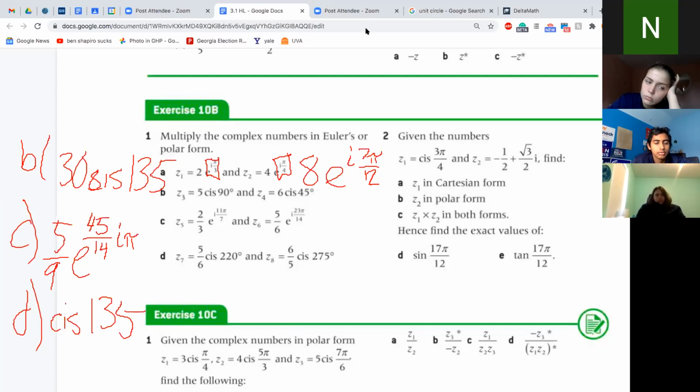Everybody good? All right, wonderful. Once you added it, it was a number greater than 360. So in order to find the reference angle, you subtract 360, which is the full circle. Okay.